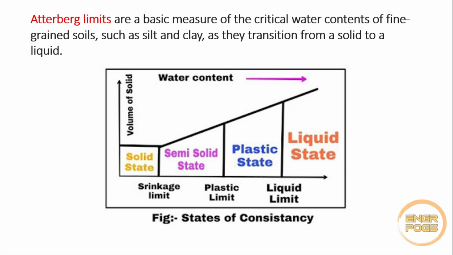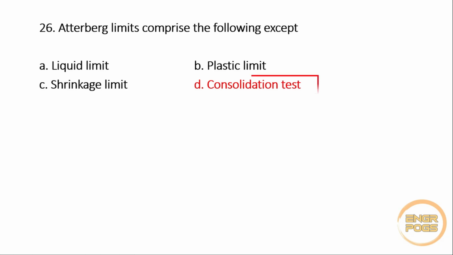Atterberg limits consist of shrinkage limit, which is the transition from solid state to semi-solid state, plastic limit, transition from semi-solid state to plastic state, and liquid limit from plastic state to liquid state. Therefore, the answer is letter D, consolidation test.